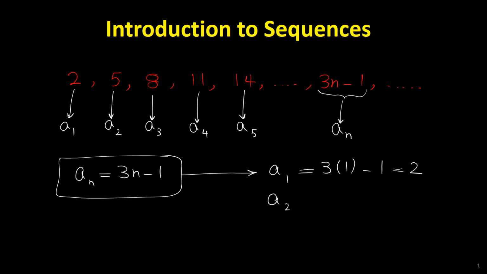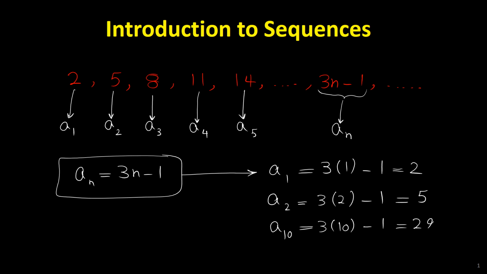The second term of this sequence is 3 times 2 minus 1. 3 times 2 is 6, 6 minus 1 is 5. And if, for example, we want to find the 10th term of this sequence, we have to plug in 10 for n. 3 times 10 is 30, minus 1 is 29. So the 10th term of this sequence is 29.